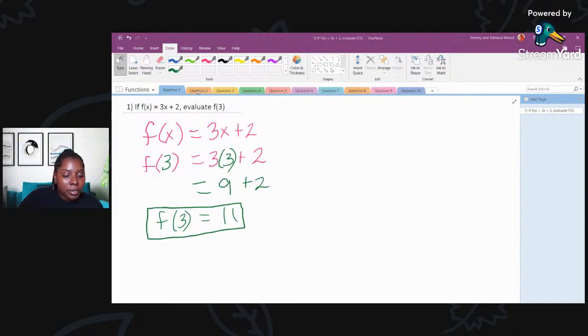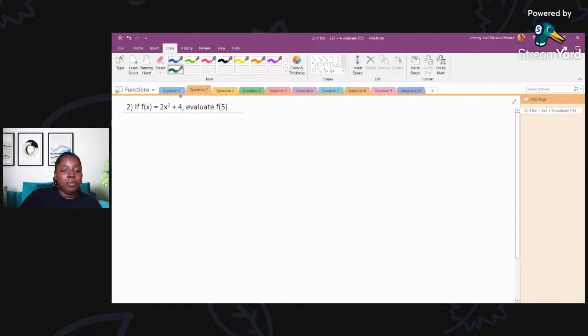All right, let's do number 2. And let me know as we're going through this if you guys have any questions. All right. So number 2, if f of x, why is that shaky? I don't know why that's shaky, guys. Sorry. I'll just write it here. If f of x, that's bothering my eyes. Okay, stop the little. If f of x equals 2x squared plus 4, okay, evaluate f of 5.